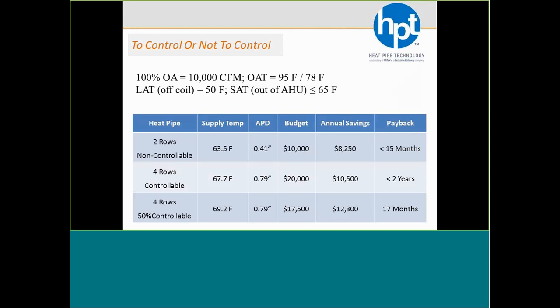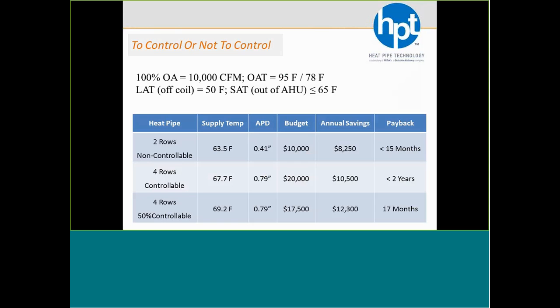You're still adding the same amount of static because it's still 4 rows, but because you're adding half as many valves, it's not going to cost as much. You don't pay for those extra valves that you didn't need in the first place. So it's going to cost less. It's going to save more. So now your payback is going to be even quicker, and you've truly optimized the system.